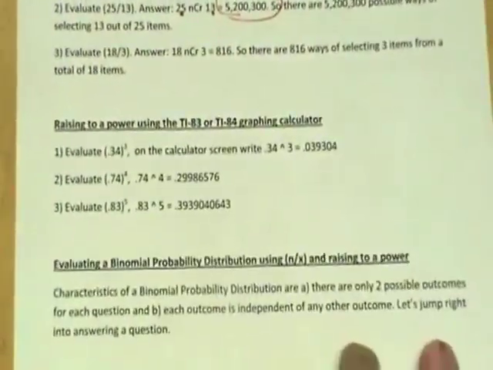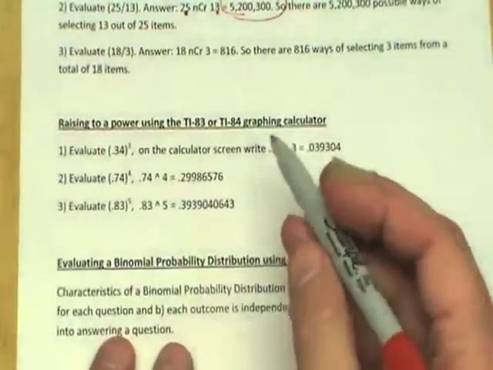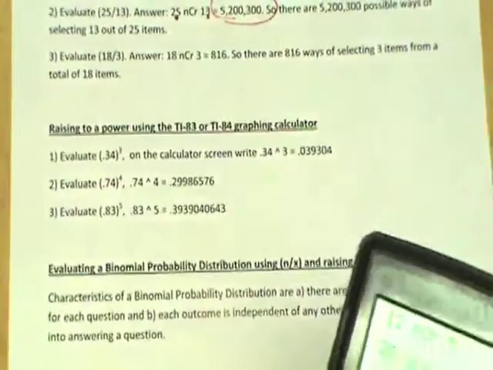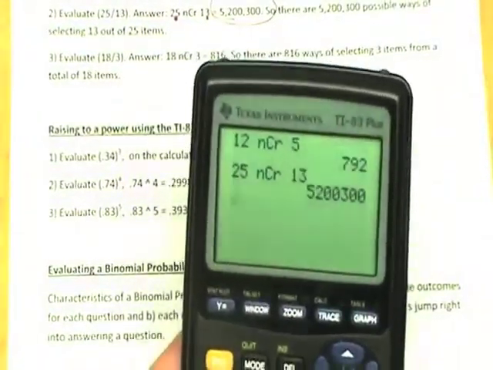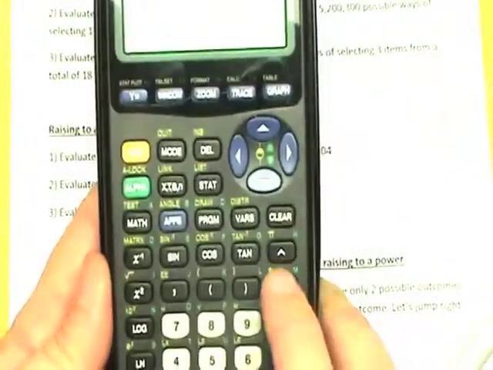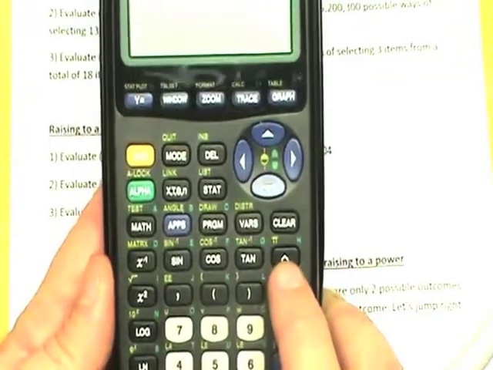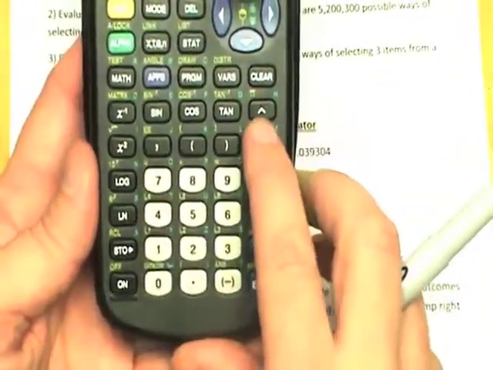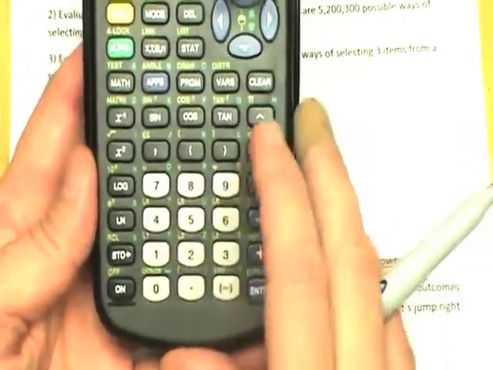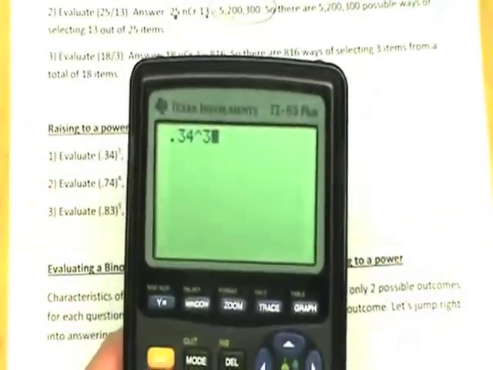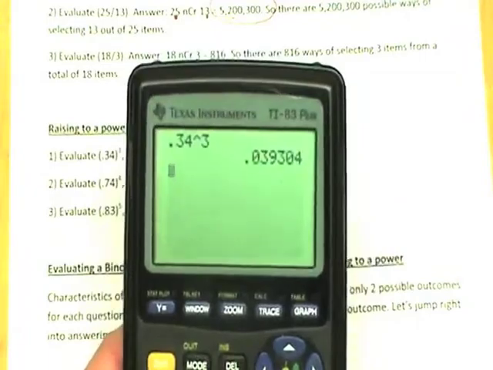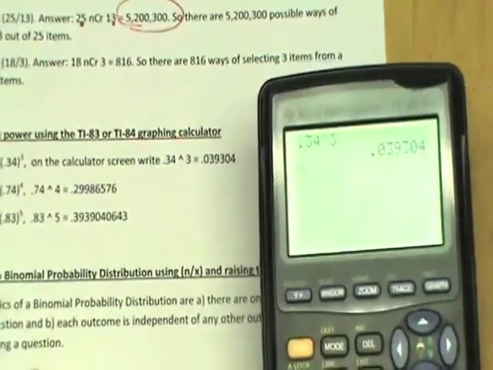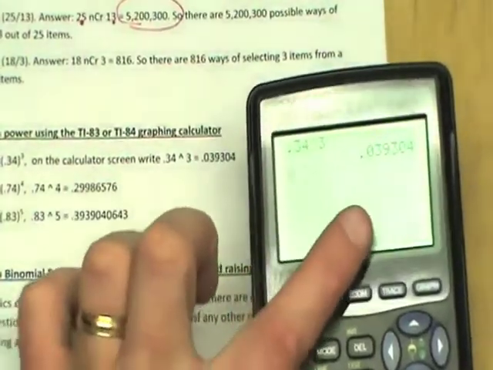Now, another part of the lesson is raising things to a power. So if you want to raise 0.34 to the third in your calculator, let me clear out the screen. There's a caret key right here, and that's raising to a power. So if I want to put in 0.34, there we go, 0.34. If I hit the caret, which means raise, and I put in 3, there it is, 0.34 raised to the third. And if I hit enter, I'm just going to scoot over just a little bit. You'll notice there is the 0.039304.